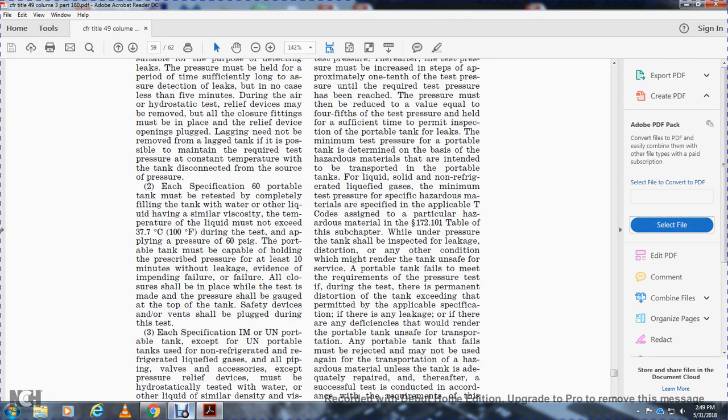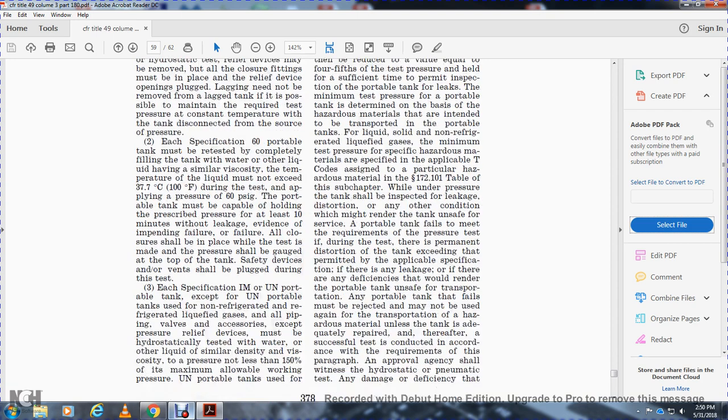E2. Each specification 60 portable tank must be completely filled with water or other liquid having similar viscosity. The temperature of the liquid must not exceed 100 degrees Fahrenheit during the test, applying a pressure of 60 psi. The portable tank must be capable of holding the prescribed pressure for at least 10 minutes without leakage and without evidence of impending failure, with all other closures in place. The test pressure should be gauged at the top of the tank. If safety device vents are present, they shall be plugged during the test.